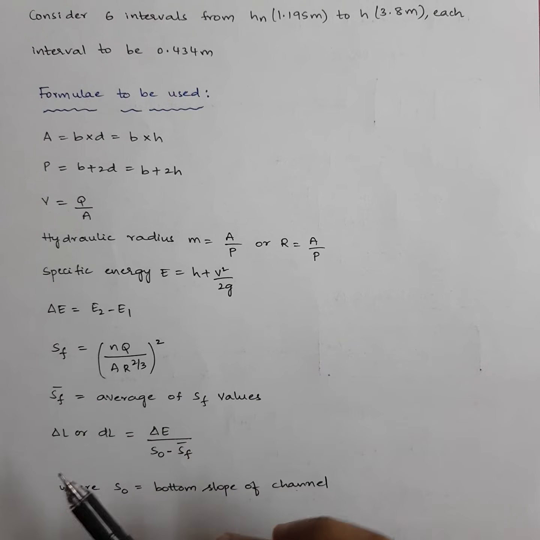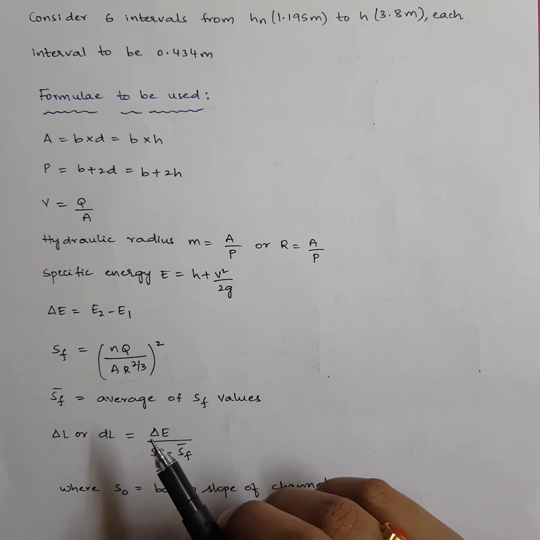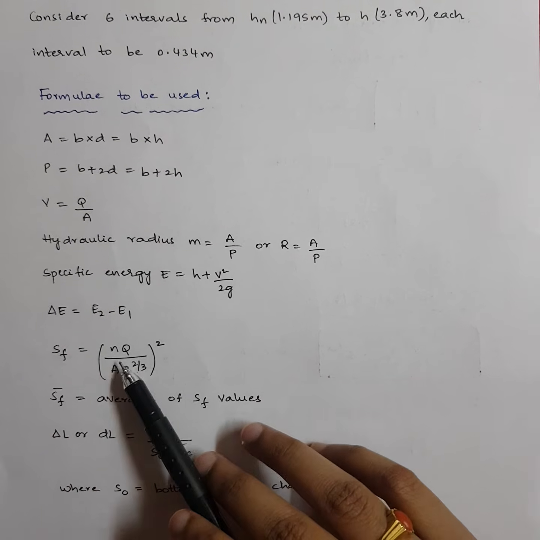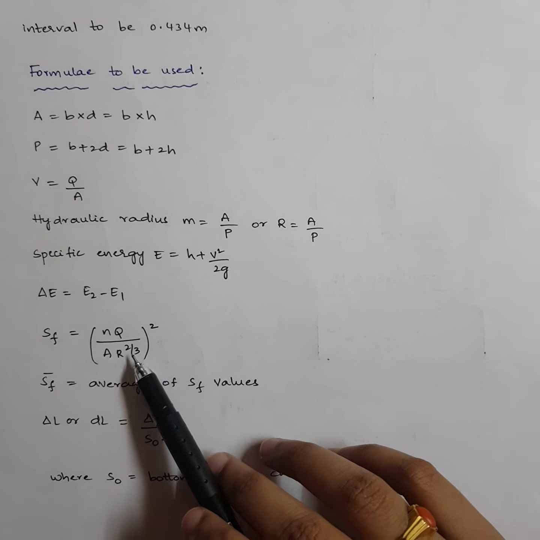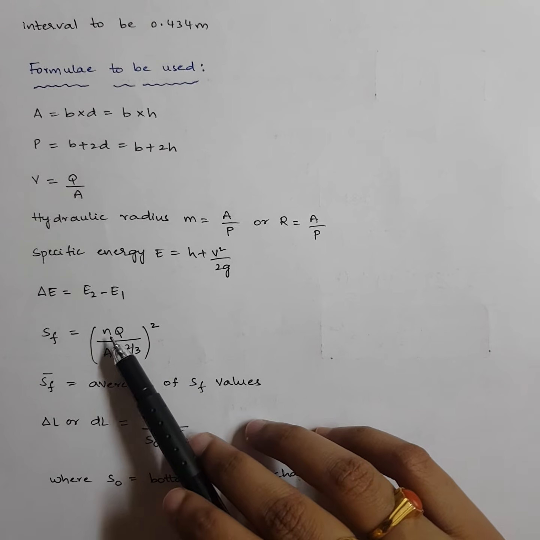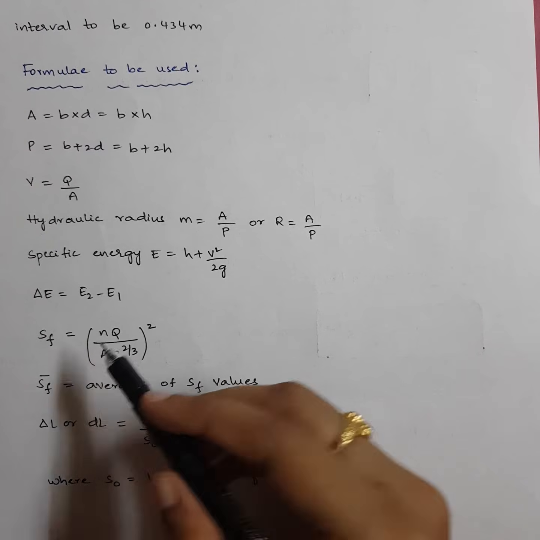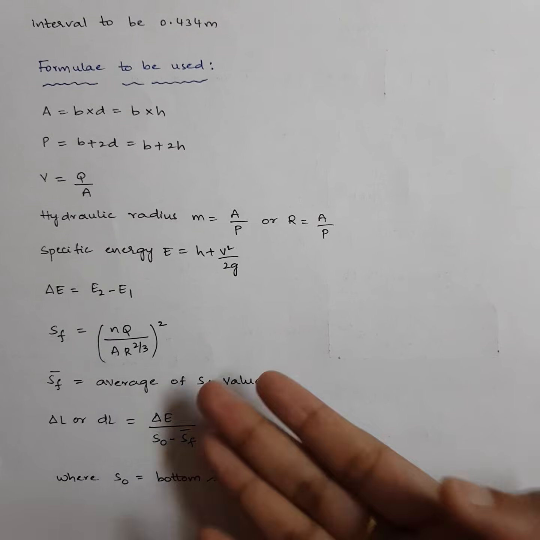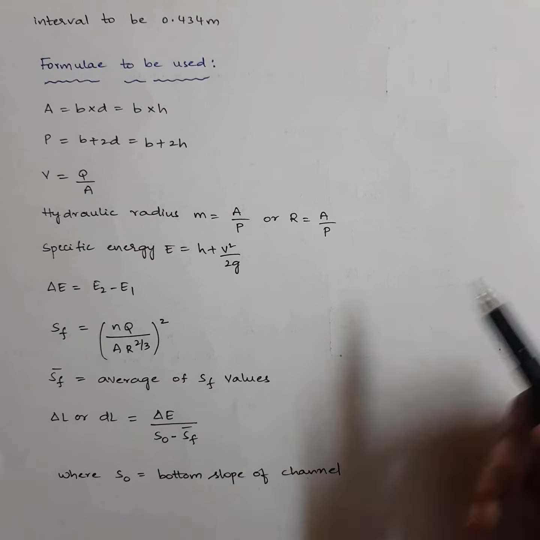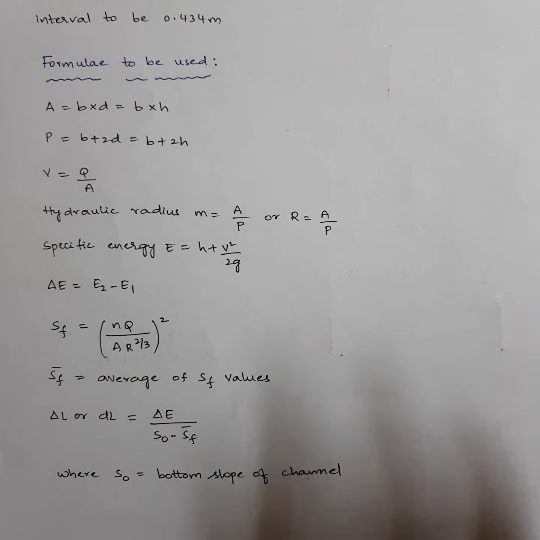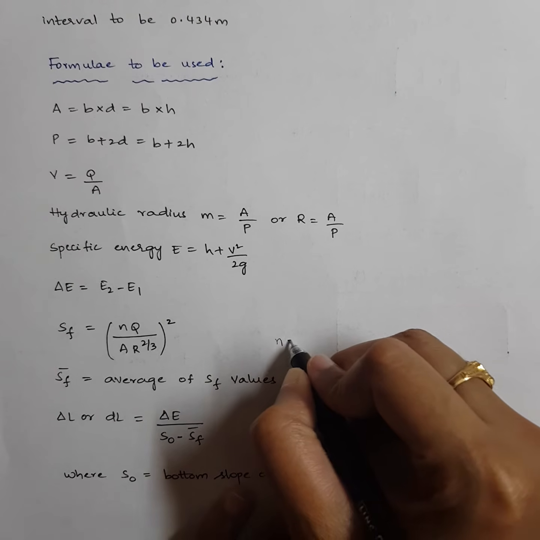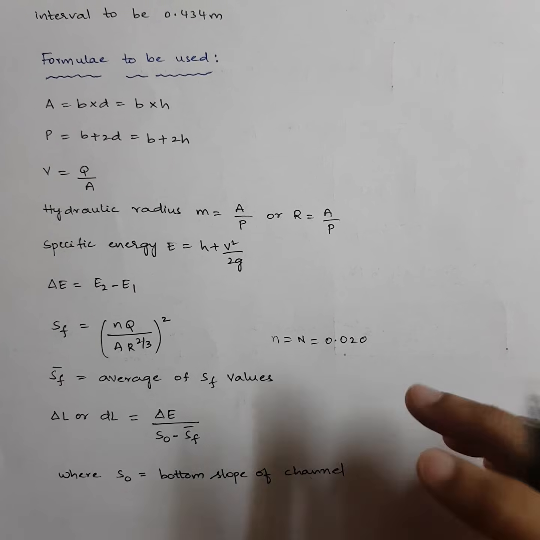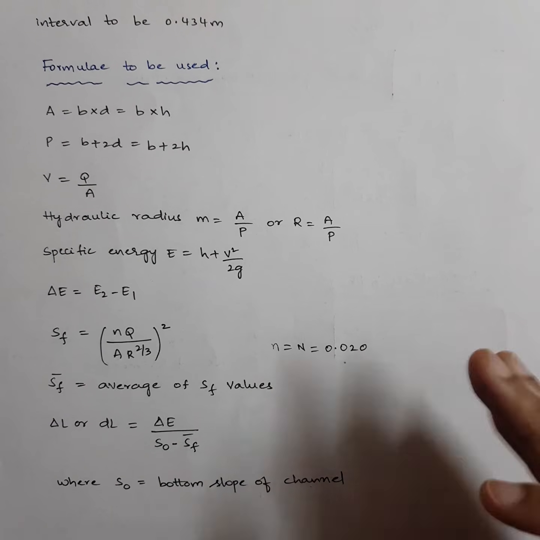Then we have SF, which is the slope at that respective depth wherever you are calculating, given by the formula (n into Q) by (A into R power 2 by 3), whole square. This n is your Manning's n. Some represent it by capital N, some by small n. Both are the same, please don't get confused. Earlier I wrote capital N, here I have written small n, but everything is the same. Here n is equal to 0.020, as given in our question. It's just the notation.